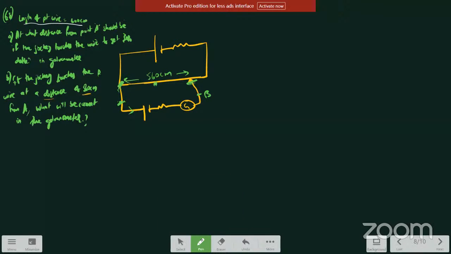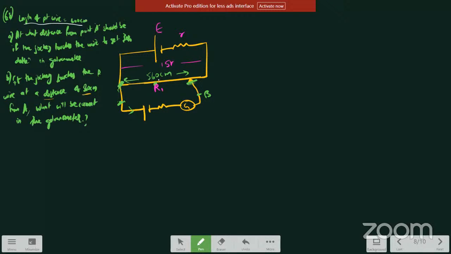So what do I have to do now? Let us say this is a resistance R1. This has E, this has R, and this has 15 R, which is already given. Complete wire has 15 R resistance.